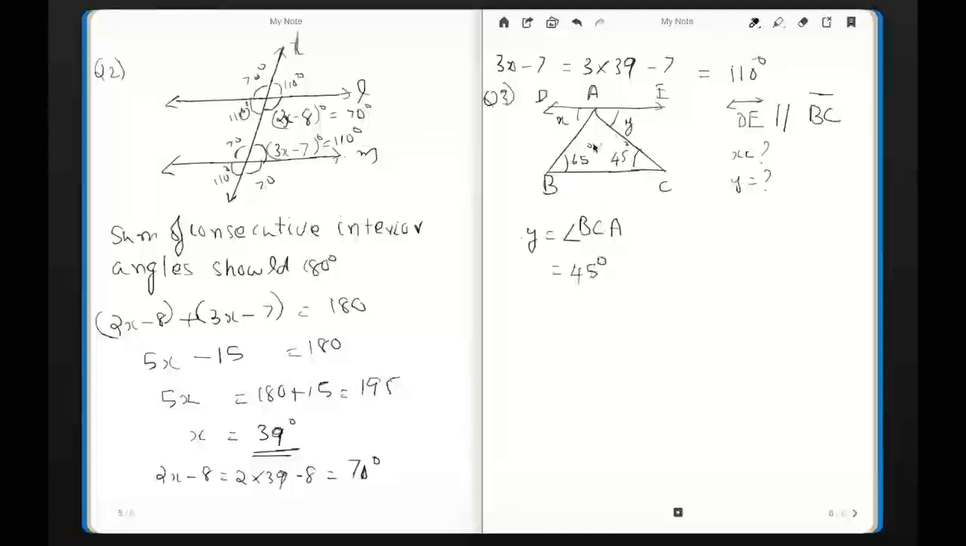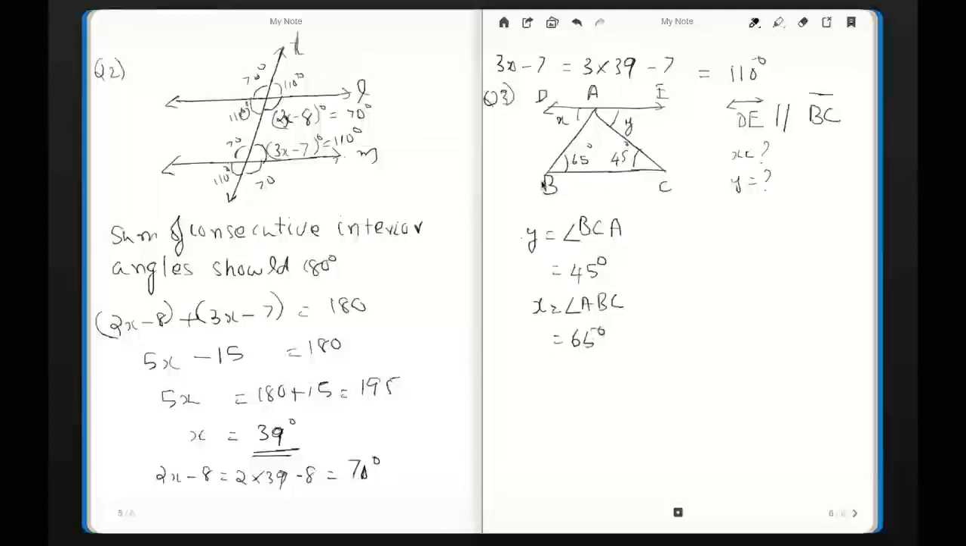Right? And what about these two angles? Again, they are alternate. You can consider AB as a transversal line, and since BC is parallel to DE, angle DAB and angle ABC are alternate interior angles, and hence we can say X is equal to angle ABC, because they are alternate interior angles, and hence it's equal to 65 degrees.